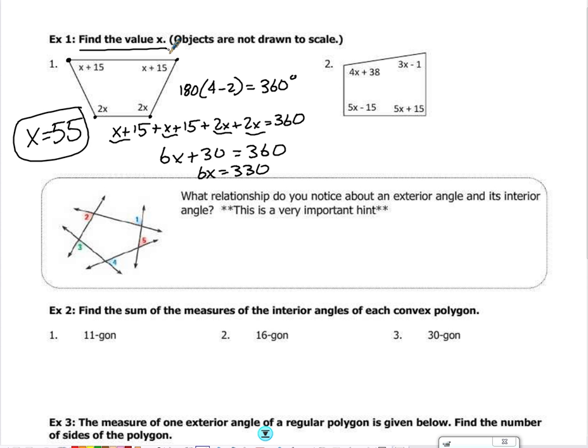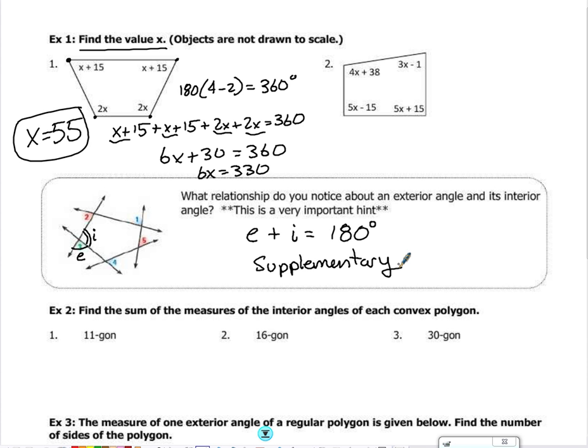Below here we talked about the relationship that an interior angle has with its exterior angle. If this is the exterior angle and this is the interior angle, since they form a linear pair, their sum is equal to 180 degrees. And therefore they would be supplementary. This is a very important sticking point because it will help us find different angles as well as their sums for interior and exterior.